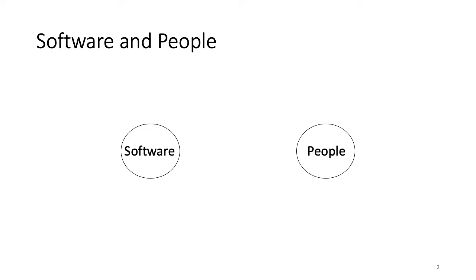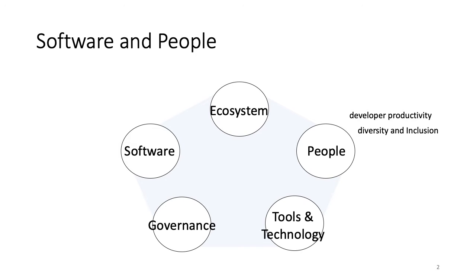As with many other researchers who have been trying to improve developer productivity, diversity and inclusion, and everything else that relates to the health of the software and the community surrounding it, we often look at the factors which influence it, whether it's the ecosystem, the tools and technology, and governance.